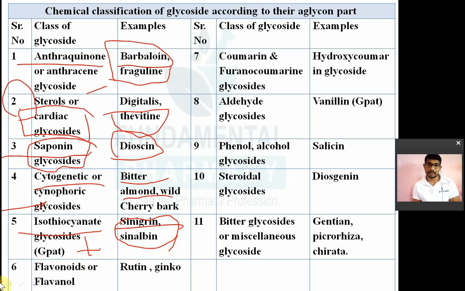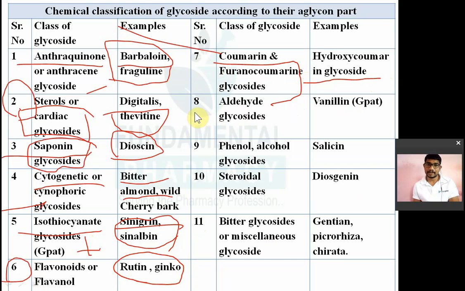The next one is flavonoids or flavonol glycosides. They are present in plants like Ginkgo biloba, or rutin. Rutin or ginkgolides are nothing but flavonoid glycosides. Next one is coumarin or furanocoumarin glycosides. Here they will have a hydroxychromone or coumarin ring in the structure, for example hydroxycoumarin glycoside.